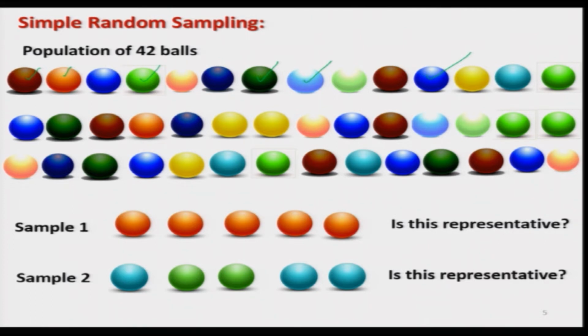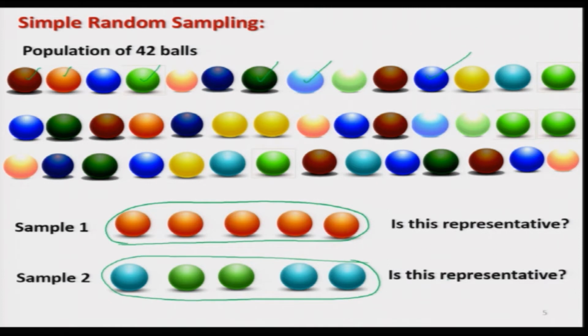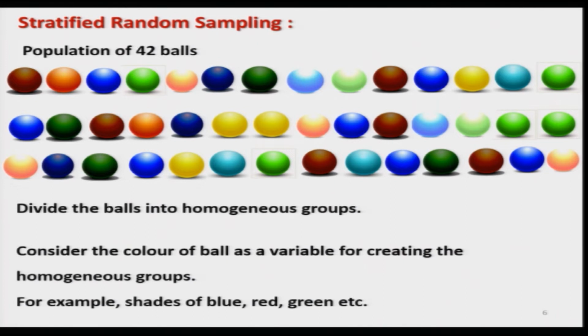Now, suppose you decide that you would like to use simple random sampling, and suppose you draw the sample and you get these 5 balls, all red. Do you think it is a representative sample? Or suppose you get these 5 balls of blue and green colors only. Do you think it is a representative sample? The answer is no. In both cases, the sample is not representative. But then the question comes, how will a representative sample look?